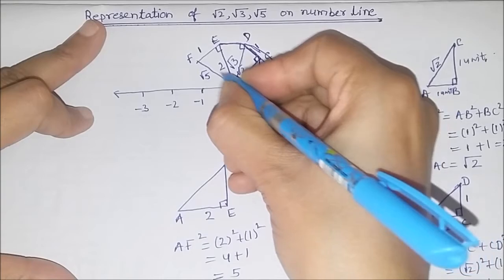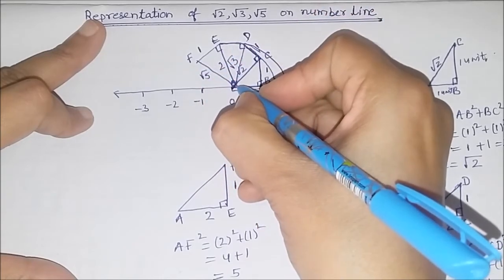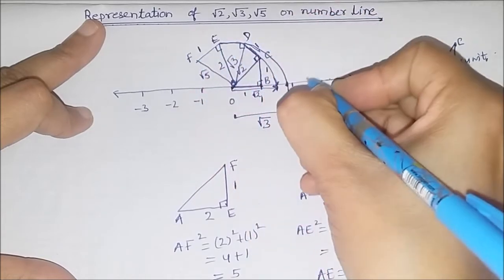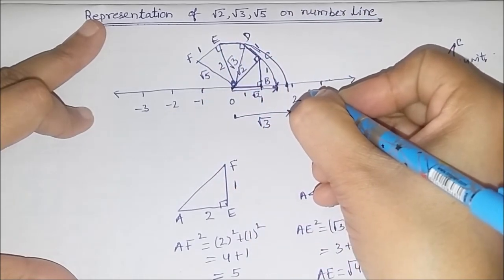To represent this length on the number line, we will follow the same procedure. Taking A as center and AF as radius, we will draw another arc to meet the number line.